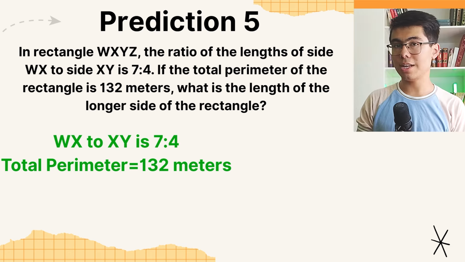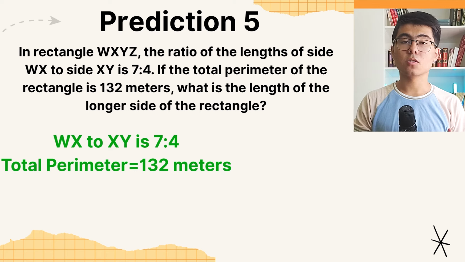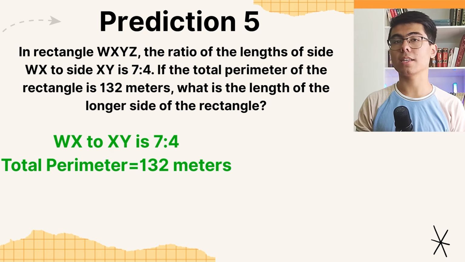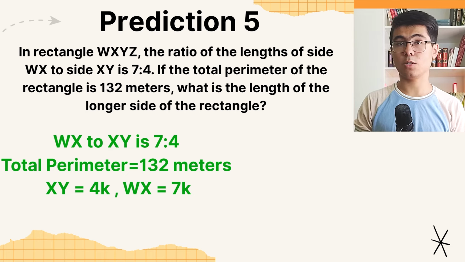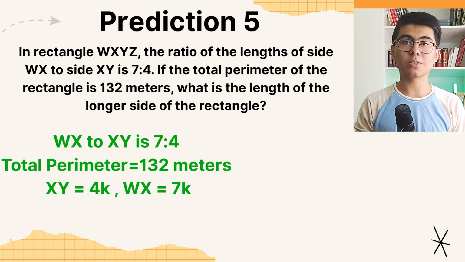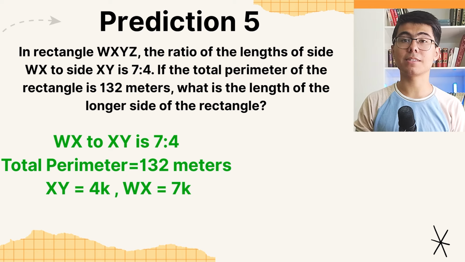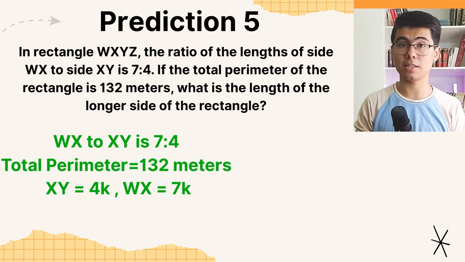So first, let's translate the ratio into variables. So let the shorter side XY equal 4k and the longer side WX equal 7k. We do this because ratios can be scaled by a common factor to make calculations easier.